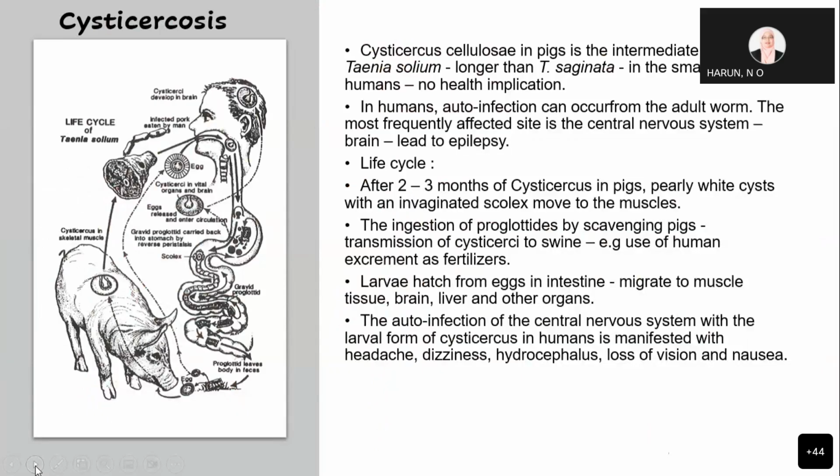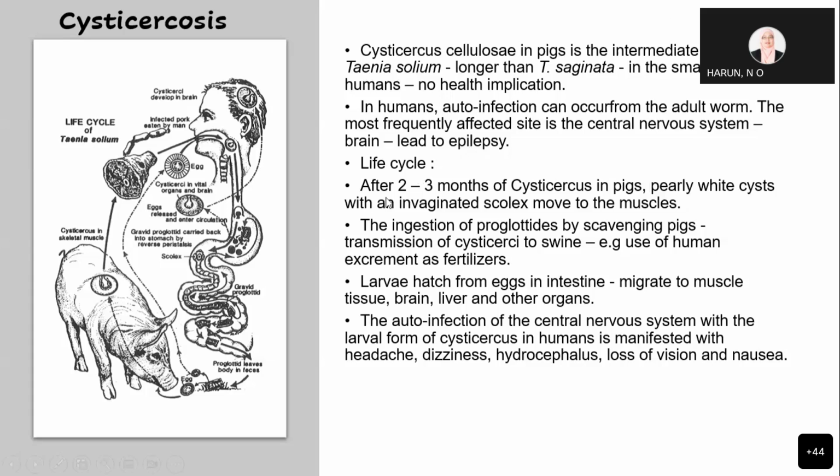Okey, untuk cysticercosis, iaitu Cysticercus cellulosae in pigs is the intermediate stage for Taenia solium. Longer than Taenia saginata. Yang saginata tadi adalah beef tapeworm. Iaitu pada in small intestine of human, no health implication for Taenia saginata, iaitu adalah beef tapeworm. But it's vice versa for Taenia solium in pigs ataupun pig tapeworms, which finally can cause death to the end consumer, iaitu human.